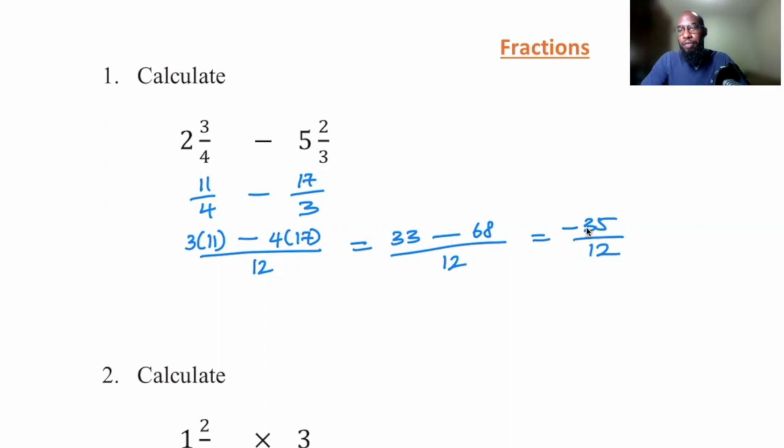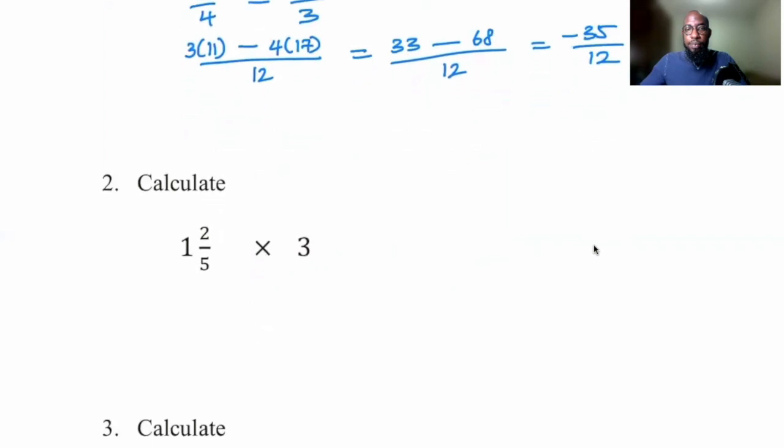Now you can simplify if you have a number that can go into 12 and 35, else you can leave it like this. If you want to put it into a mixed number, a mixed fraction, you can. But usually I tell students, this is good right here. It's just based on what the examiner requests. If the examiner doesn't state put it as a mixed number, just leave it like this. Let's deal with the second one.